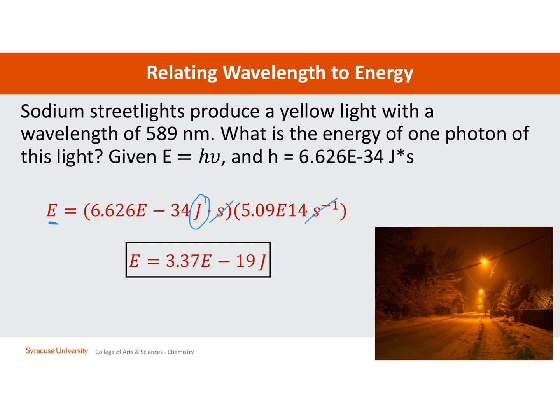Again, I would go to 3 significant figures because our original calculation, 589, was based on the number 589 nanometers with 3 significant figures. So I should have 3 significant figures in this final answer. So the energy of 1 photon of this yellow light at 589 nanometers is 3.37 e to the 19 joules.